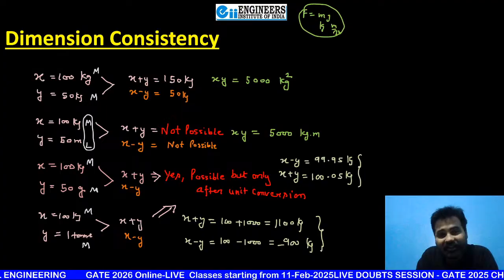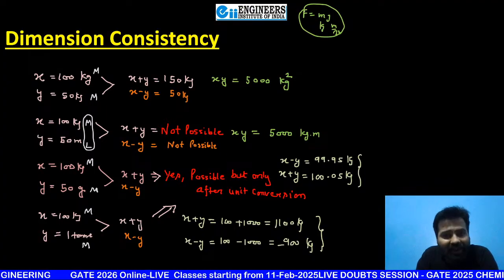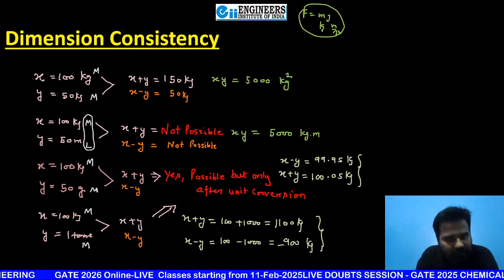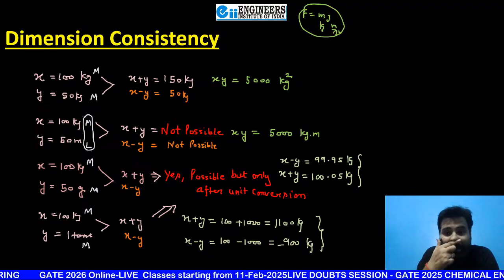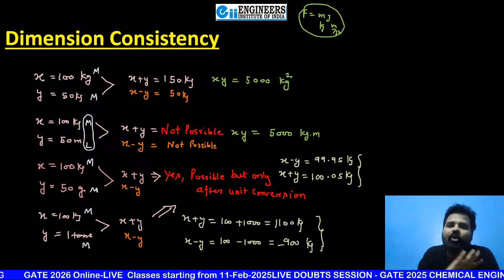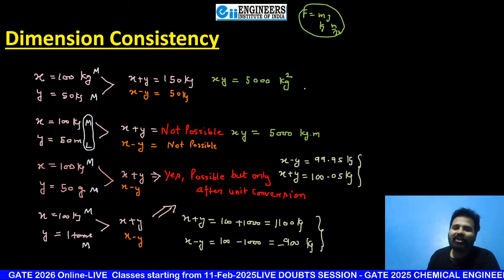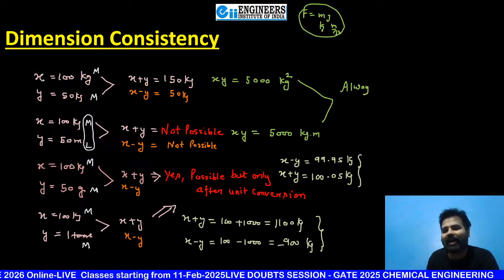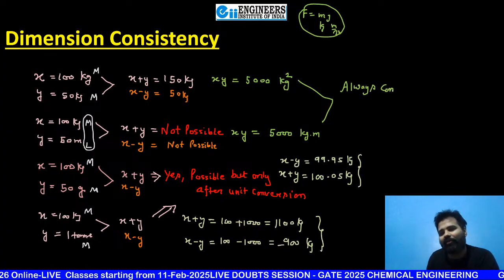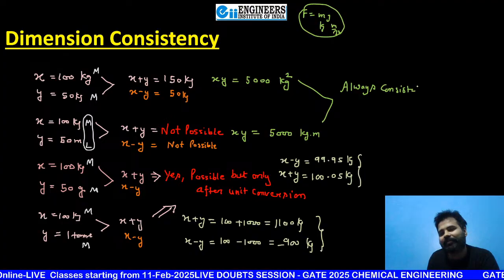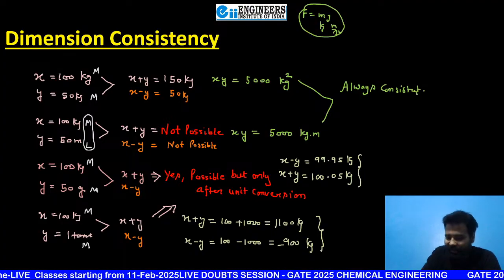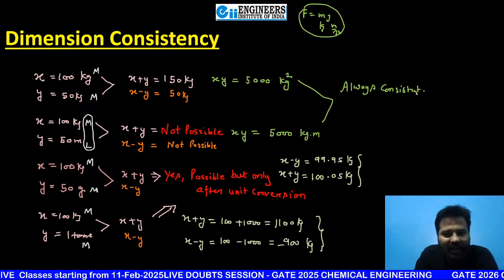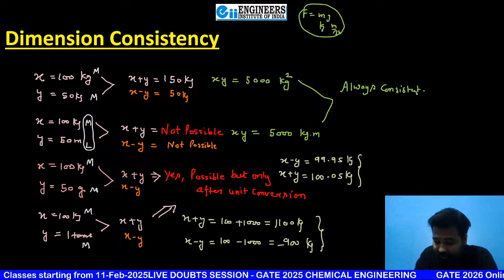Additions or subtractions are consistent only when their dimensions are the same, but multiplications are consistent always. So what you can say, always consistent. No need to check dimensions. Always consistent. Oh, okay sir. Yes beta. Clear? Is it clear? No beta, it is possible, beta.